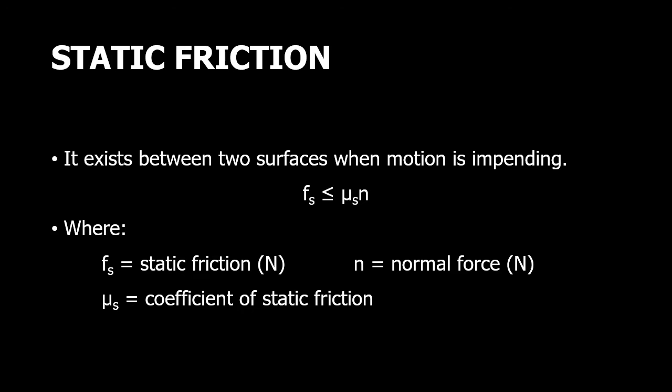Static friction exists between two surfaces when motion is impending. It is defined by the formula: the static frictional force is less than or equal to the coefficient of static friction times the normal force. So it exists between two surfaces when motion is impending.